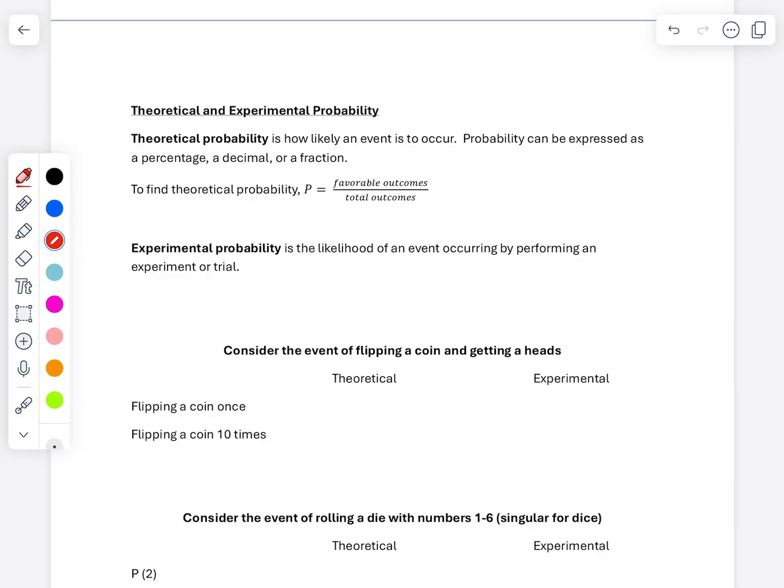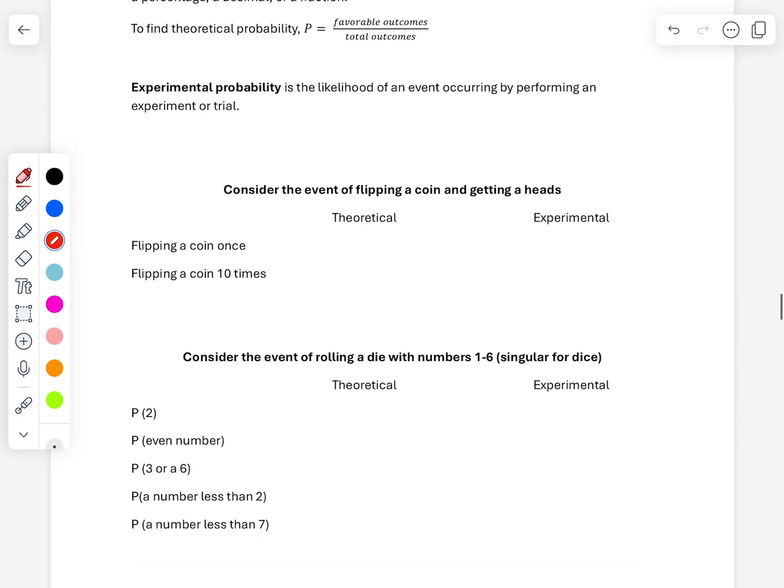If you want to change that into a percentage, all you have to do is multiply by 100, and then you have your percentage. If you want to keep it as a fraction, just make sure you reduce your fraction to its simplest form. Experimental probability is the likelihood of an event occurring by actually performing an experiment or a trial. So first, let's look at flipping a coin and getting a heads.